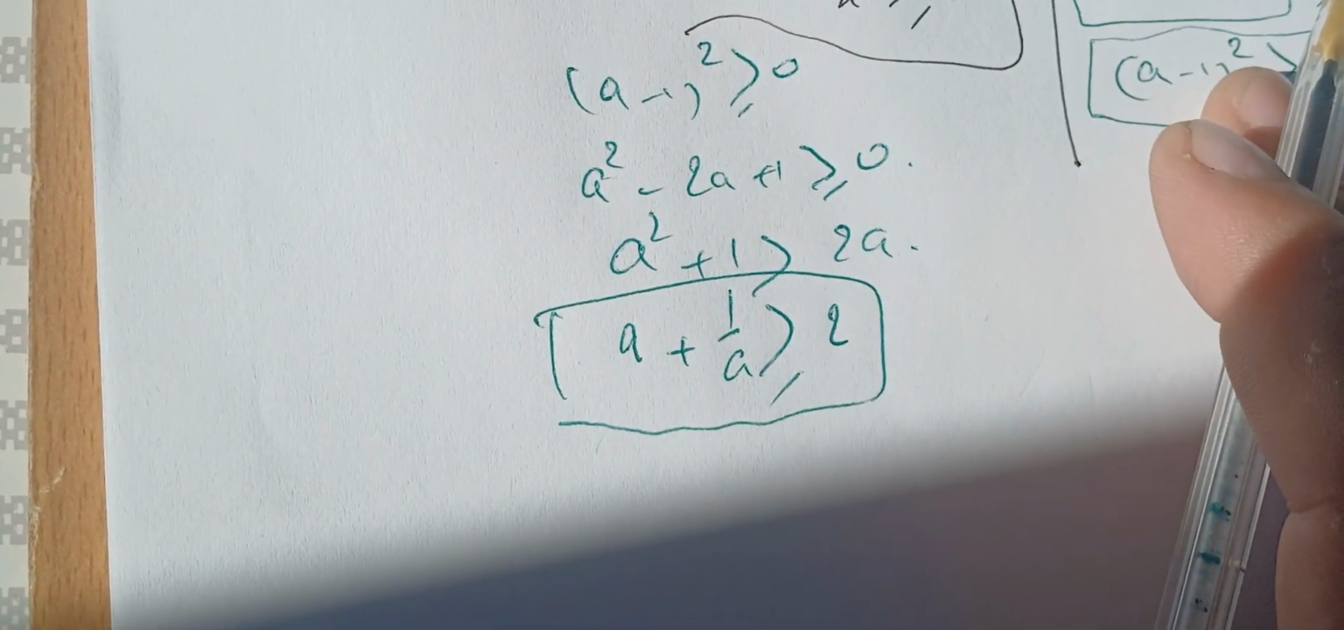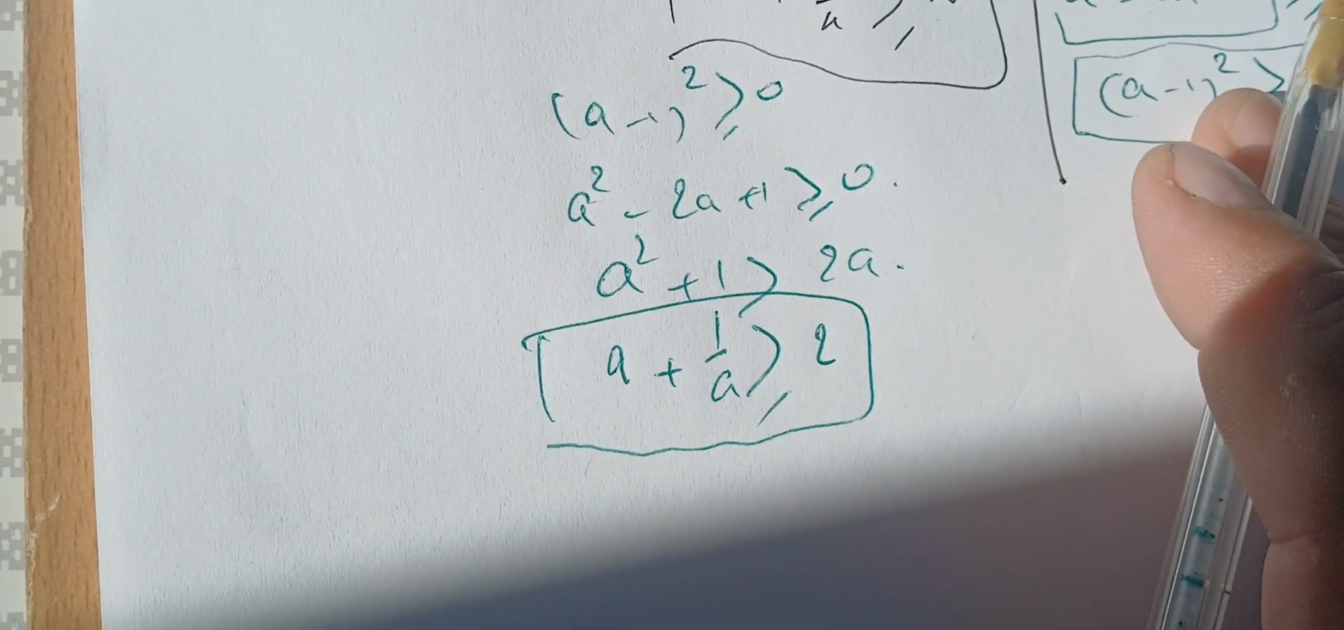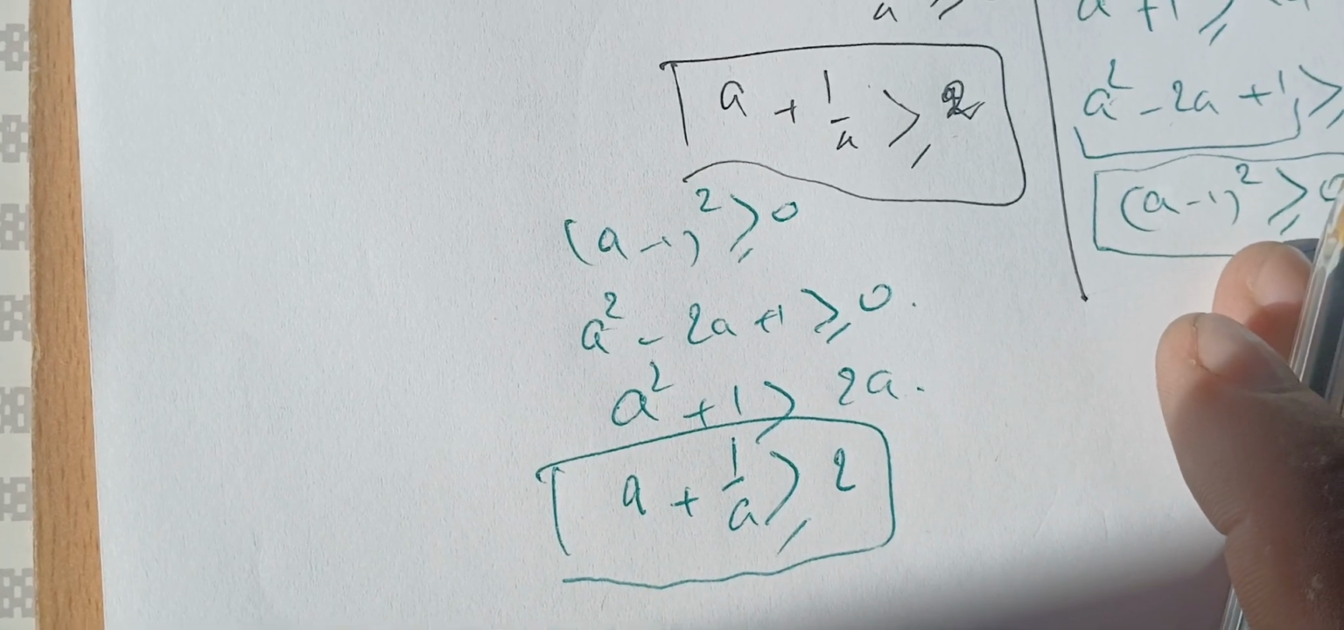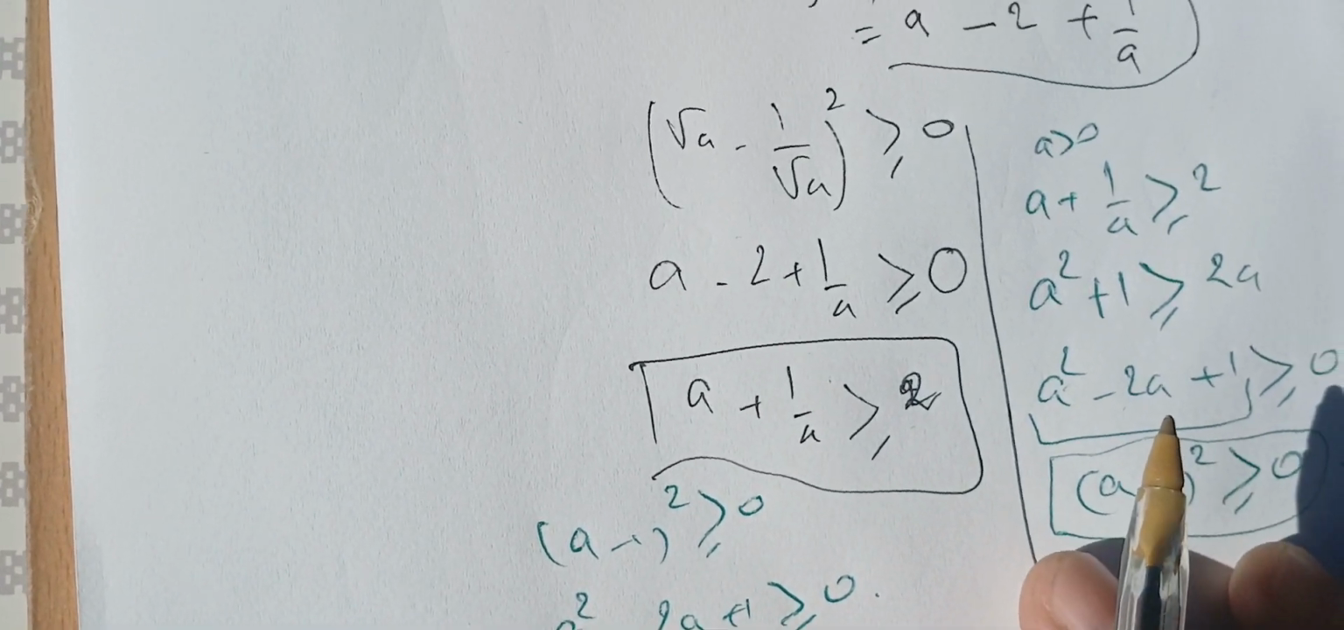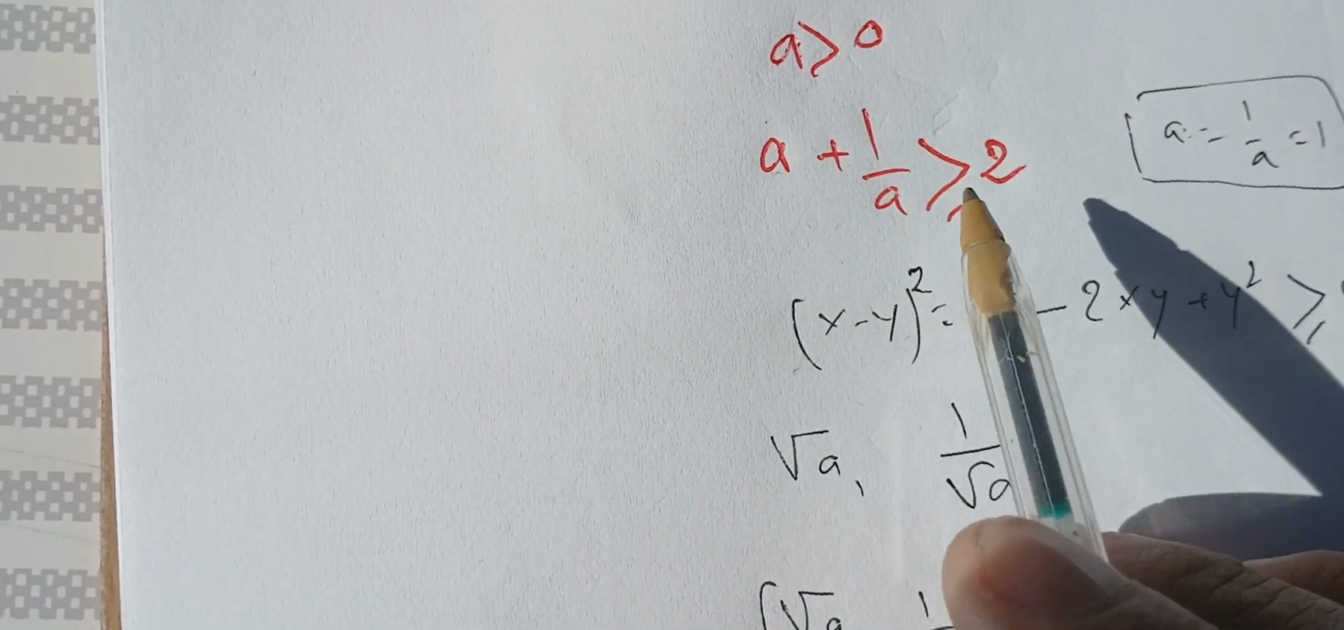So this is another way of proving this result. We have tried to manipulate this expression in different ways to prove that if a is positive, the sum of a and its inverse is always greater or equal than 2.